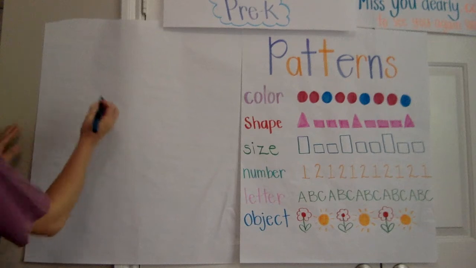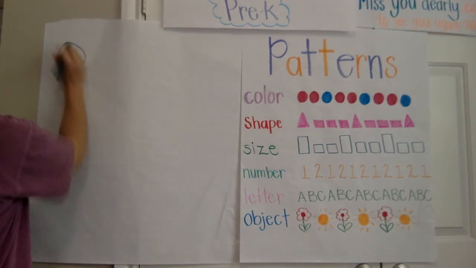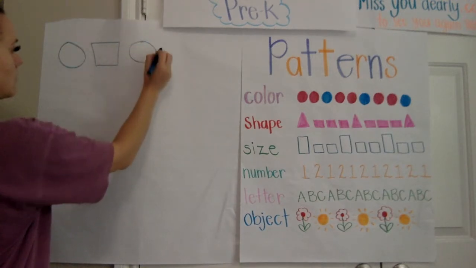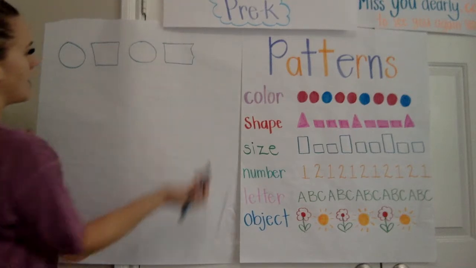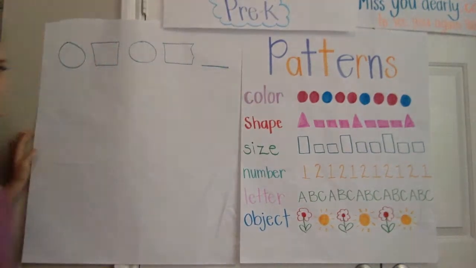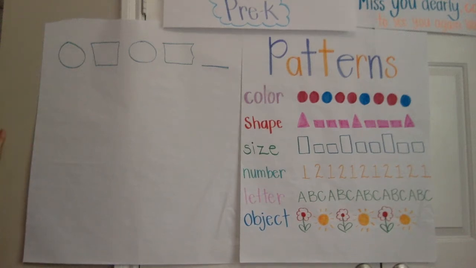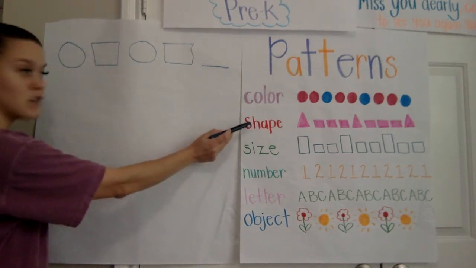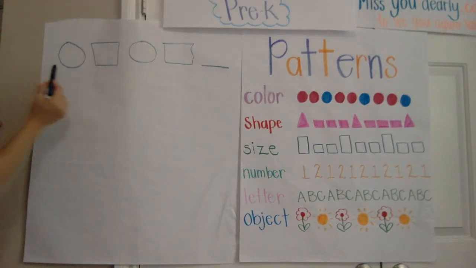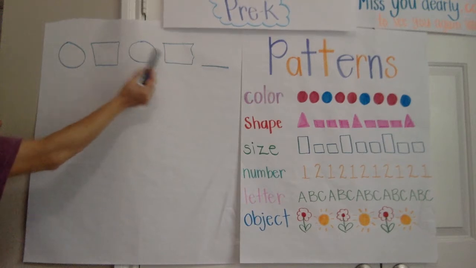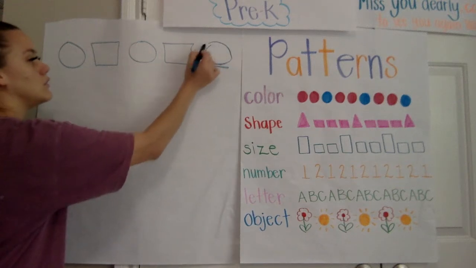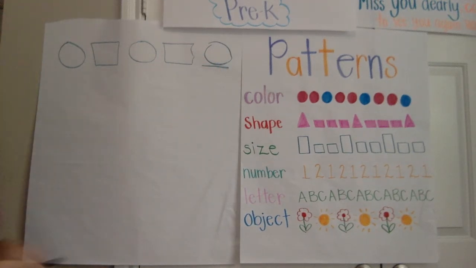Okay? All right. So if I were to draw a circle, square, circle, square, and then I'm not sure what goes there. So let's think about what could go in that blank. This one is talking about different shapes, just like we look over here, we see these are talking about the different shapes. So if we have circle, square, what would come next? Circle. Good job. It would be circle. Good.